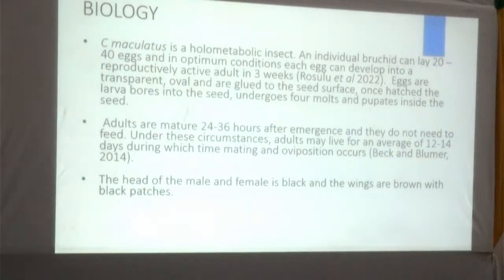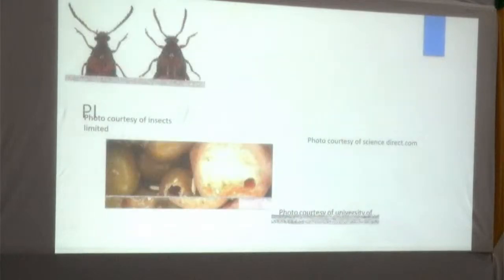And once hatched, the larva bores into the seed, undergoes 4 molts and pupates inside the seed, and the adult is what emerges. So the adult matures 36 hours after emergence and is alive for 14 days. However, they do not feed, as their work is just to mate and oviposit in the case of females.